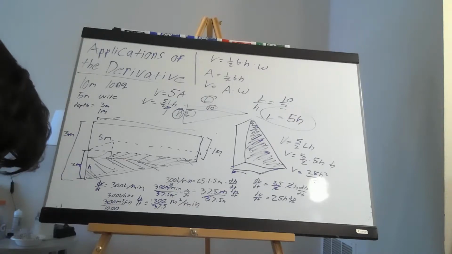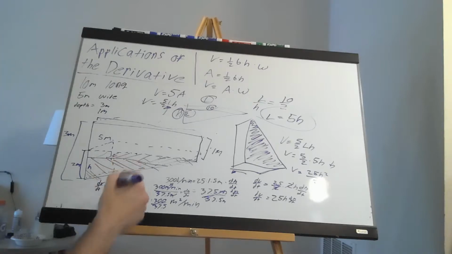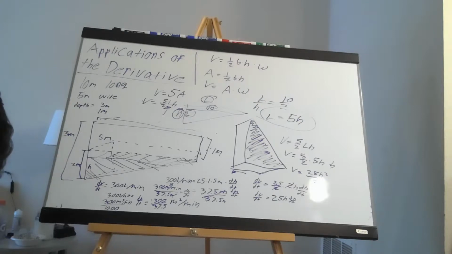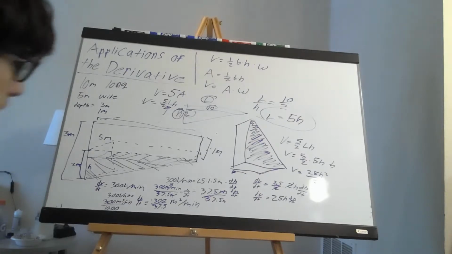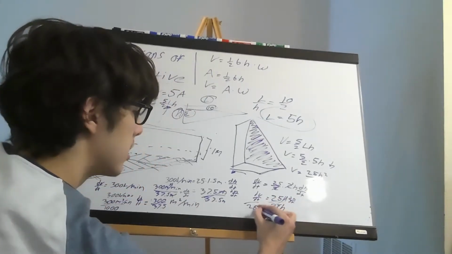Meters cubed per minute is equal to 0.3. So 300 liters per minute, guys, is equal to 300 over 1,000 meters cubed per minute, which is 0.3 meters cubed per minute. Then we've got times 25h dH/dt. So dH/dt is equal to, oh, there it is. There's the final step. Divide by 25h on both sides.